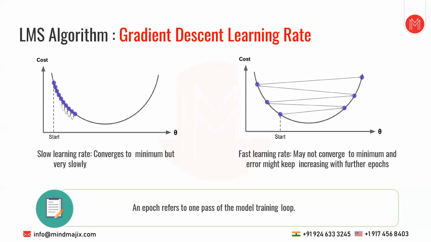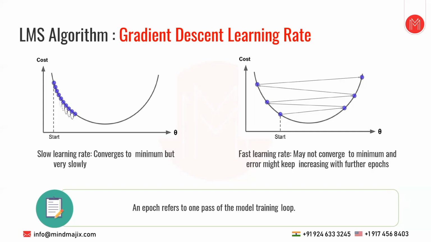But whenever the learning rate is large, it should not easily converge with the optimal point. It takes very large steps and may not converge to the minimum, and the error might keep increasing instead of improving. We are doing gradient descent and the cost function to reduce the error.